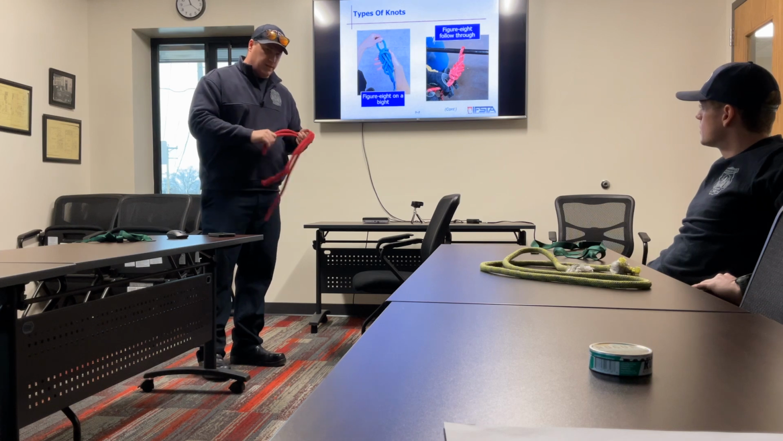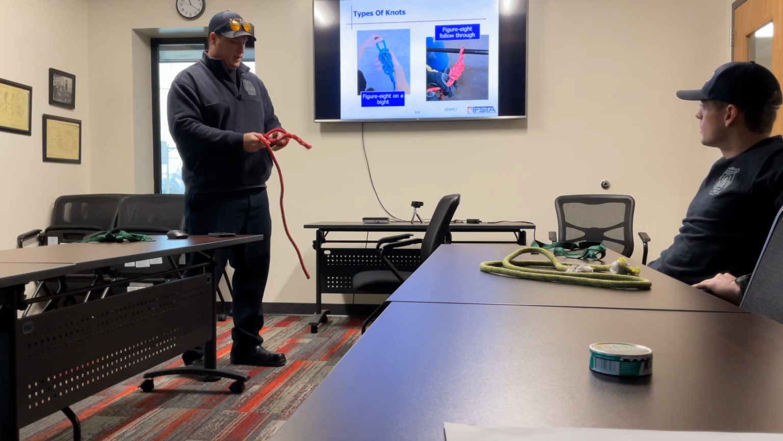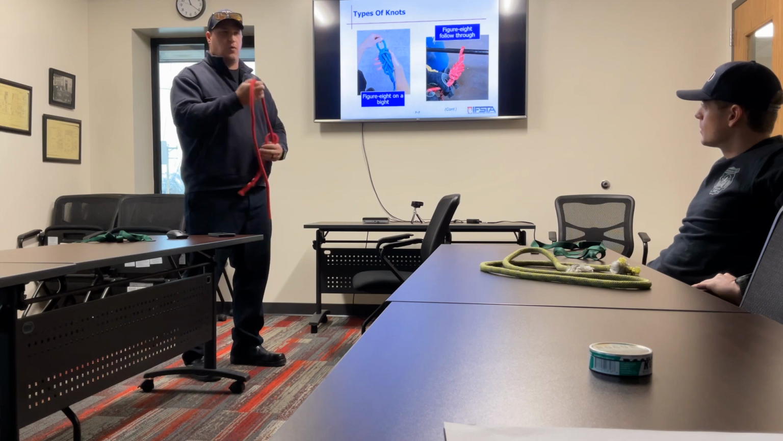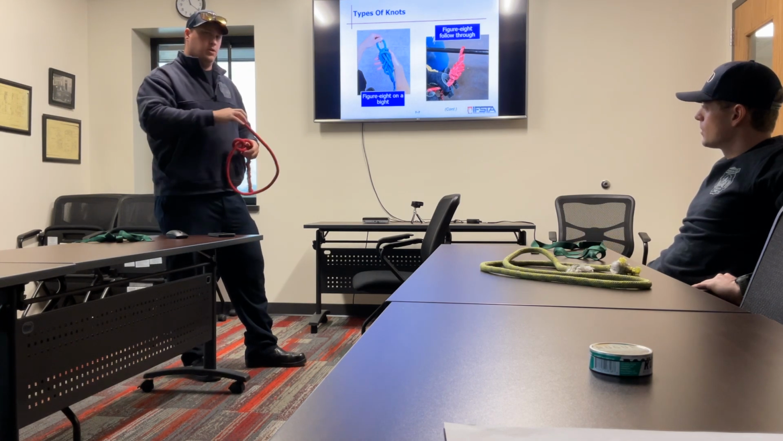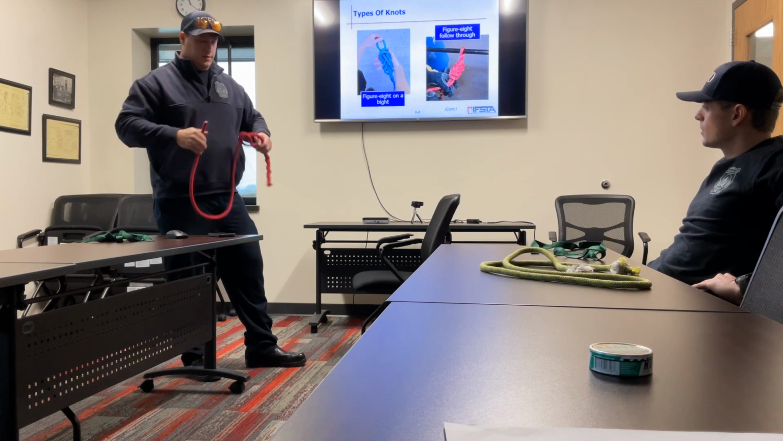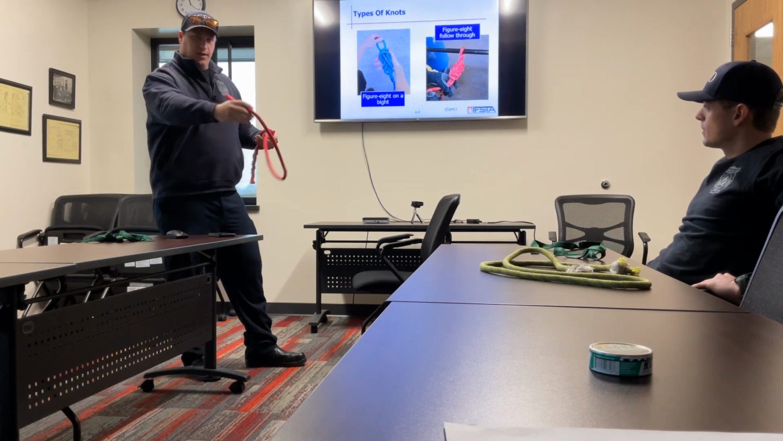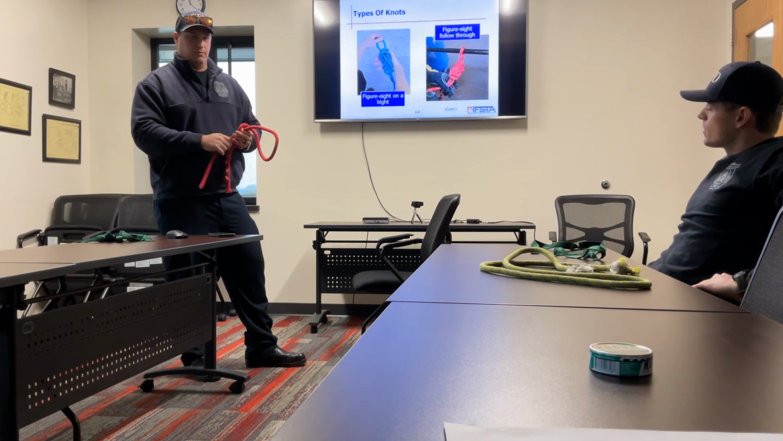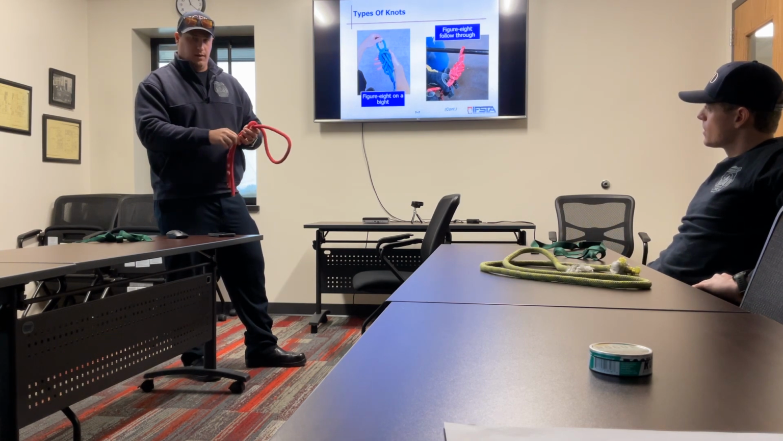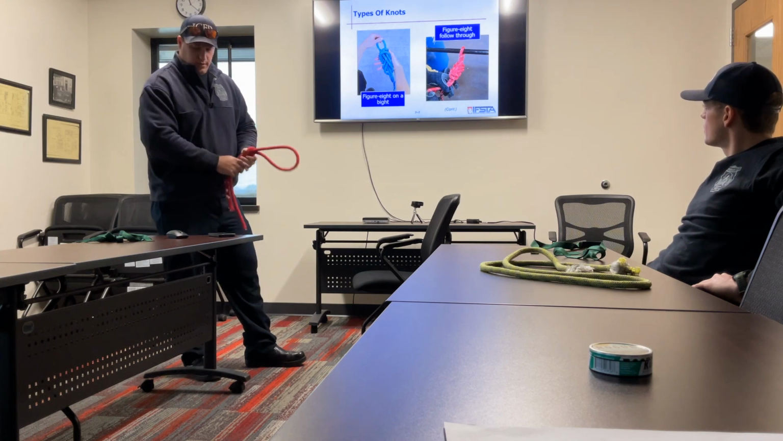A figure eight follow through is the same thing. You start out with a basic figure eight. And then this will be used for going around an object, say a tree or something that we can't get the rope over top of. So you tie a basic figure eight, go around the object and then follow it back through the same way, and it finishes out your figure eight, and that goes around an object.